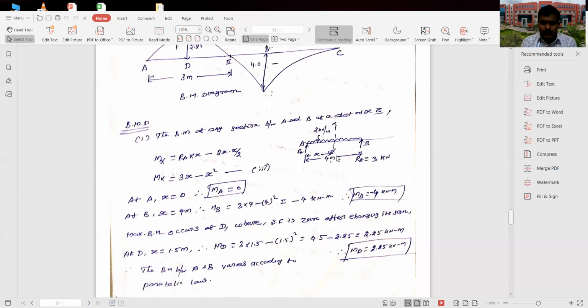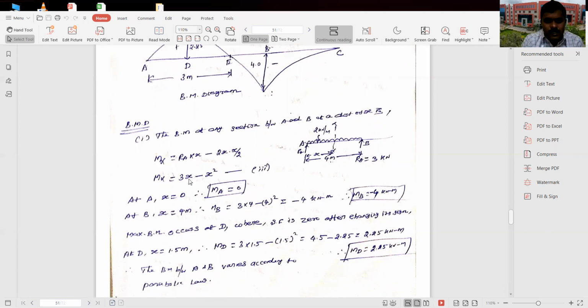So moment at x will be equal to force into distance, Ra into x. This is downward, minus 2x. 2 into x is the load, then the distance is x by 2. So 2x into x by 2. So this 2x is acting at the center between A and this section. Therefore, this section is x distance, so x by 2 is the center. So 2x is the load and x by 2 is the distance. So 2x into x by 2.